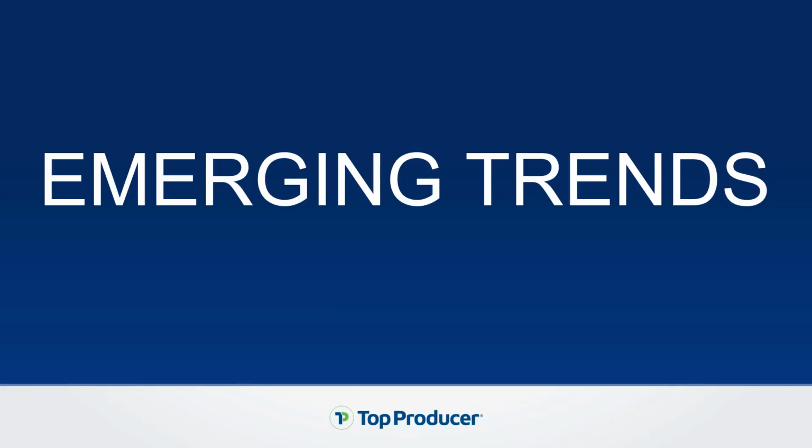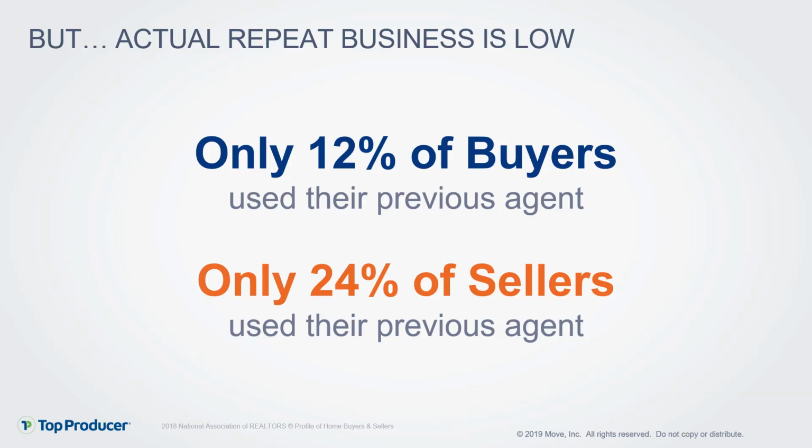However, what we do see is some concerning emerging trends. Despite what I'd said earlier about satisfaction, when it comes down to it, only 12% of buyers are actually coming back and using their same agent, and only 24% of sellers are coming back to the same agent. So immediately post-sale, 90% of buyers say they want to come back, and 86% of sellers say they want to come back. But when it's time to follow through with that, there's a very significant gap between the people that actually do make good on their promise. So where do you think that gap is coming from?